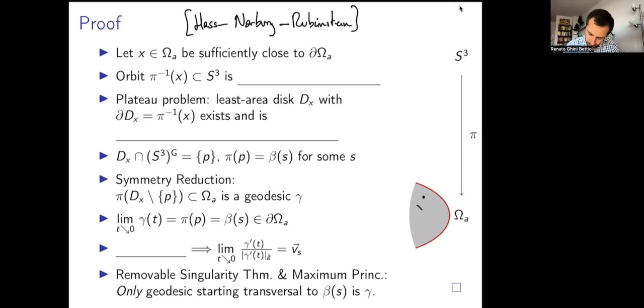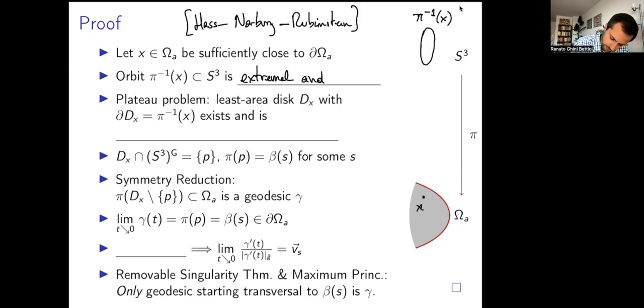Take a point very close to the boundary in the orbit space. If it's very close to the boundary, the corresponding circle upstairs, the pre-image, the G-orbit, is a very small circle, because if this point were to get even closer, these are fixed points. So this circle is shrinking as I go to the boundary. In particular, it lives in the boundary of a convex ball upstairs. This means it's extremal for the Plateau problem.